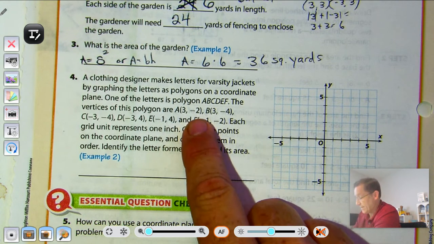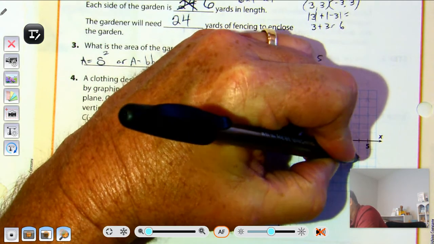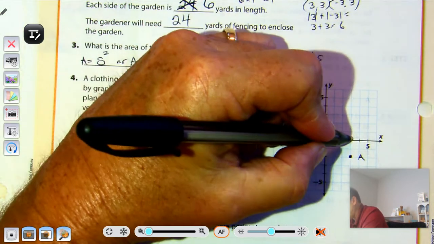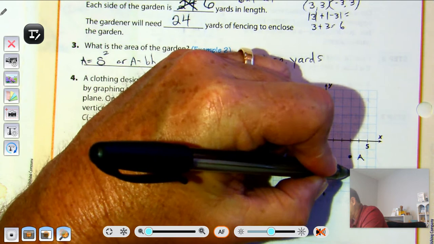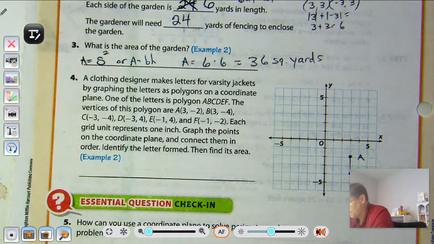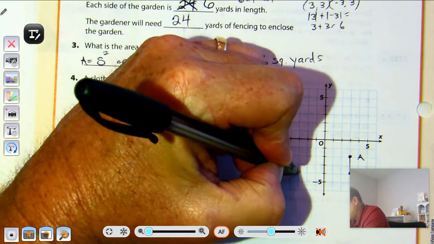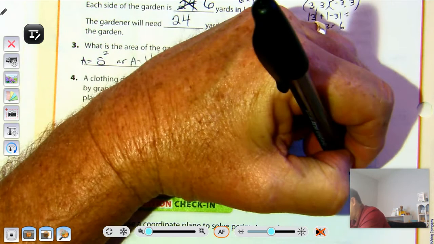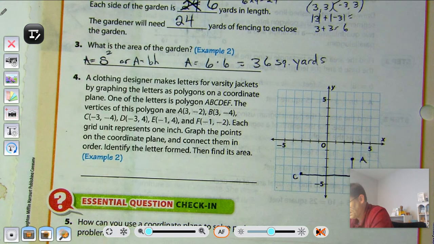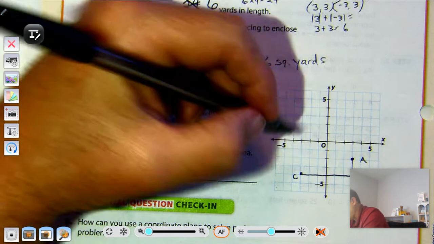So let's start with A, 3, -2. All right, and then B is at 3, -4. C is at -3, -4. D is at -3, -3, 4.